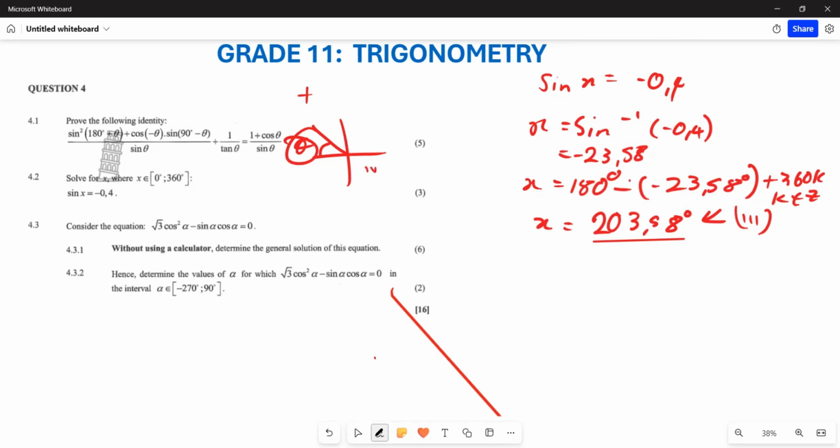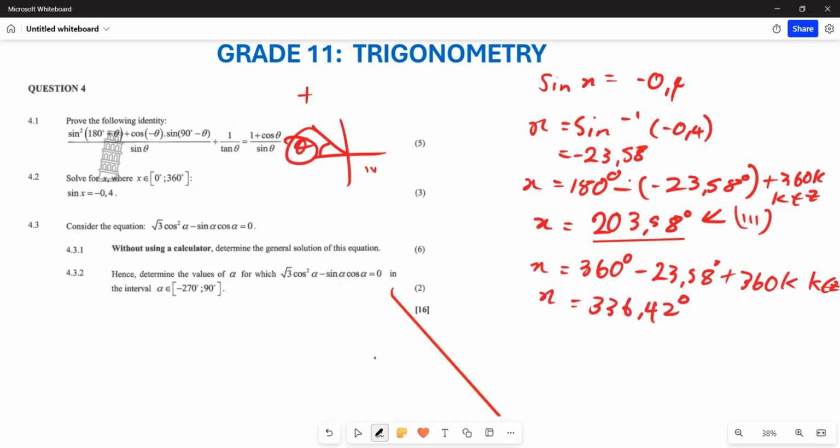This is going to be still the same as x, which is equal to 360 degrees subtract 23.58 degrees plus 360k, where k is an element of the real numbers, right? So which means your value of x there is going to be the same as 336.42 degrees.